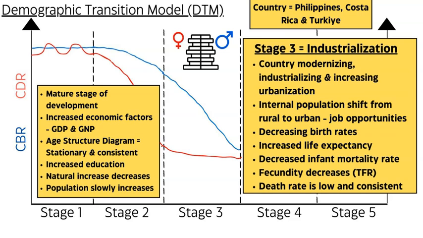Now, countries currently like the Philippines, Costa Rica, and Turkey are a good example of a stage 3 industrialized country.